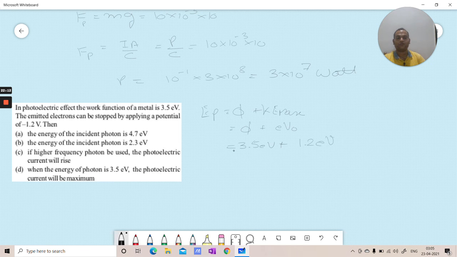1.2 electron volt. Now why is it plus when here it is given as minus? Because to stop the electron you need a negative potential applied, but that negative potential will eat up the actual energy of the photon. So in the equation it will be plus. This comes out to be 4.7 electron volt energy. So the energy of the incident photon is 4.7 electron volt. This option A is the right option here. Okay, now let's move to the next question.